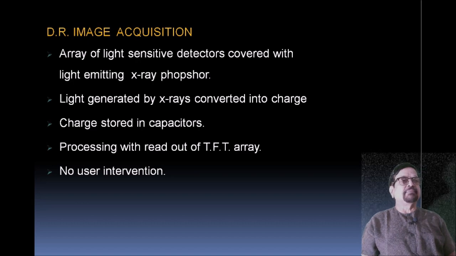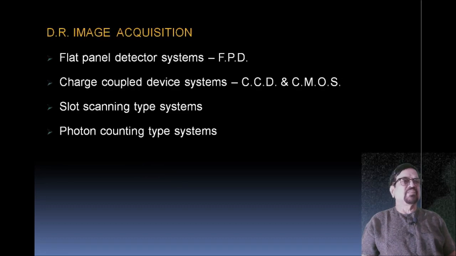Now DR image acquisition: an array of light sensitive detectors reads the light emitted by the phosphors. So practically it is the same. Light generated by X-rays is absorbed and converted into charge. Now the charge is stored in capacitors. Then processing with readout of the TFT array, and no user intervention is needed in all these things.